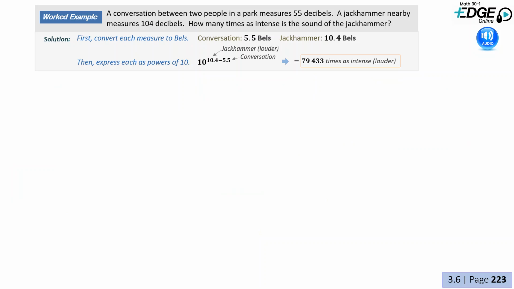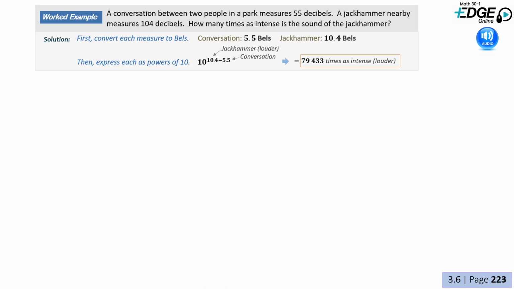So let's take a look at this worked example before moving on to the class example. A conversation between two people in a park measures 55 decibels. A jackhammer nearby measures 104 decibels. How many times as intense is the sound of the jackhammer?